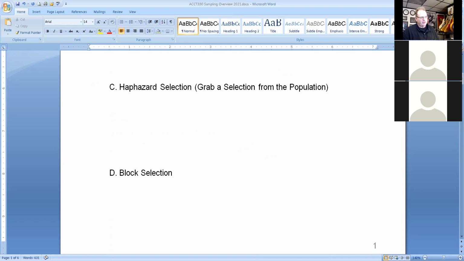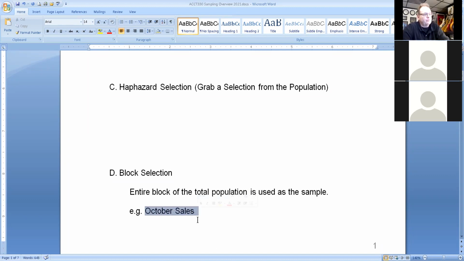Okay. Block selection. This is when an entire block of the population is the sample. So, example. We're going to test sales. We say, okay, we'll take the sales from October, and we're going to use the sales from October to project over the entire population.